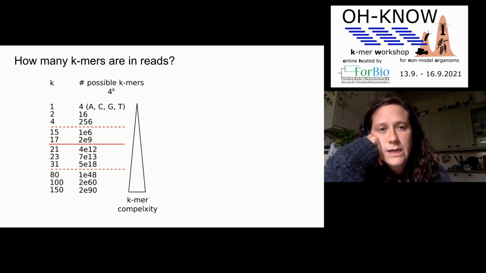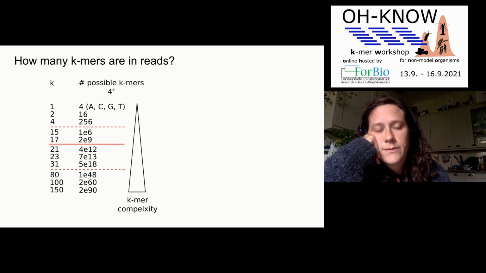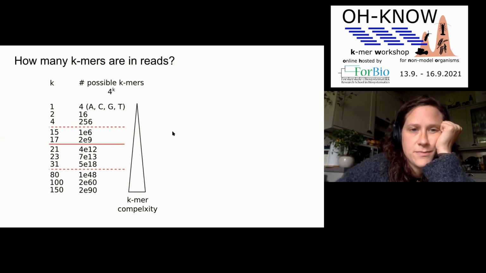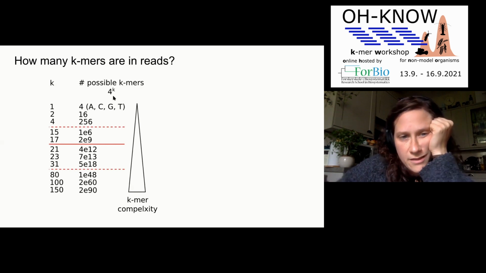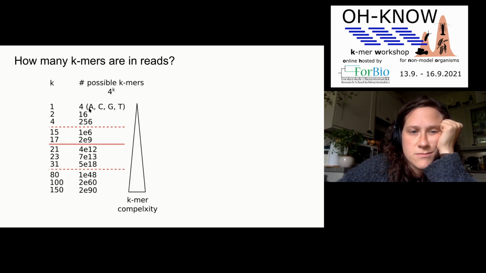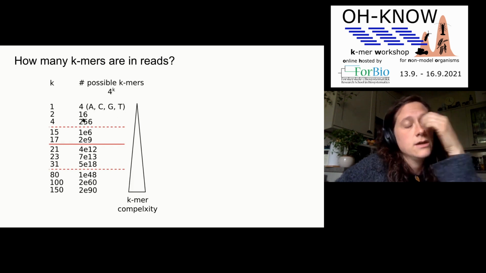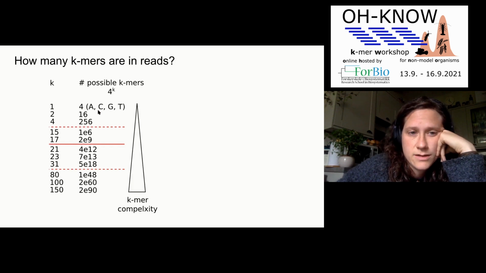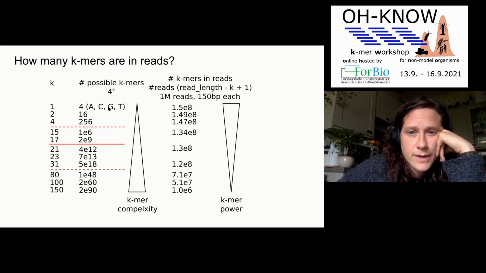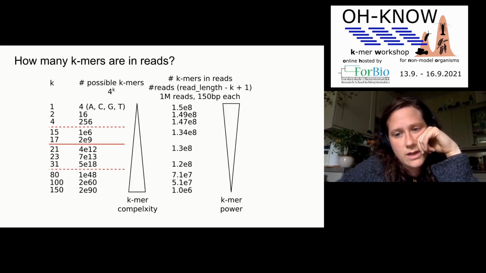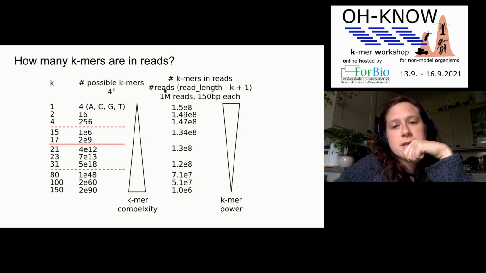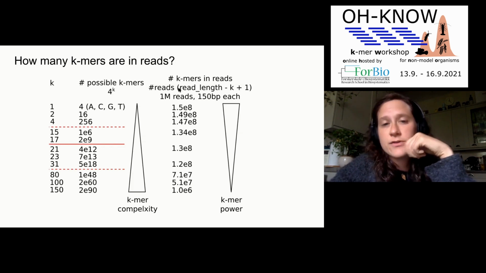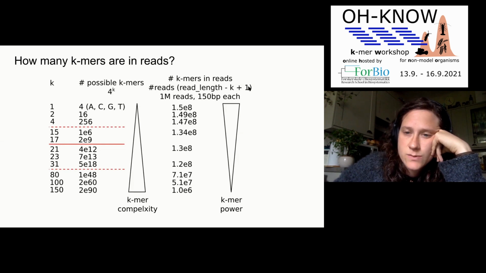So how many K-mers are in reads? The possible K-mers that we get depend on the length of the K-mer. So we know that we have 4 different bases, A, G, T, C, and the amount of potential different K-mers we get depends on the length, but the amount of K-mers in reads will decrease with the length of the K-mer. The number of K-mers in a read will be the read length minus K plus 1. We've also mentioned that, but I don't think we showed the formula. I mean, it's pretty simple. So the K-mer power decreases with the K-mer length.